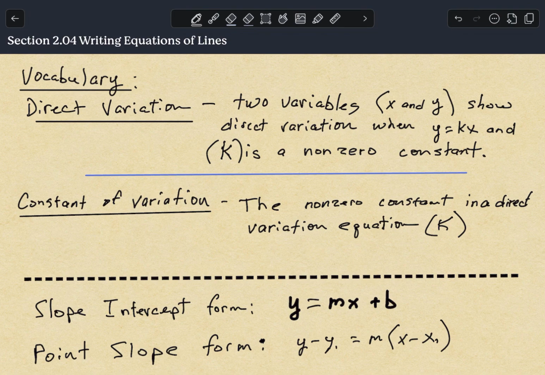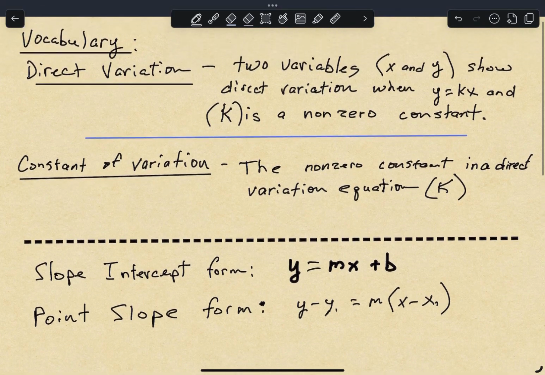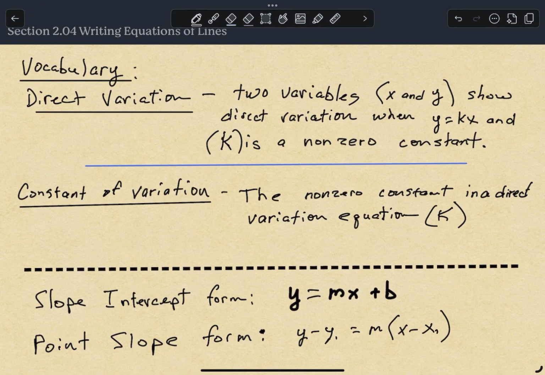And today we're going to talk about writing equations of lines. Before we start writing any equations for lines, there are a few vocabulary terms that I like to cover right at the start, so that as I use these terms, you'll be able to know what I'm talking about.